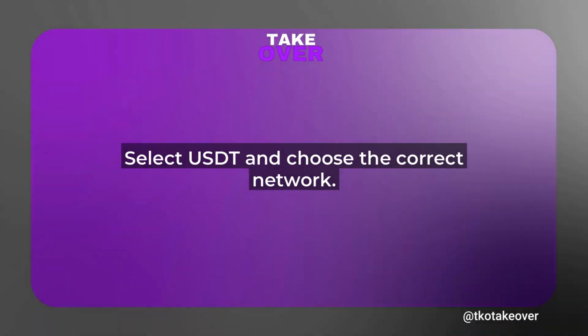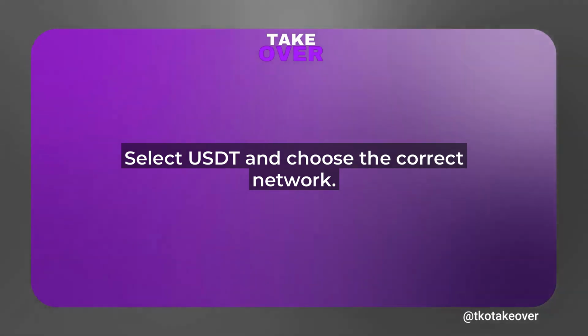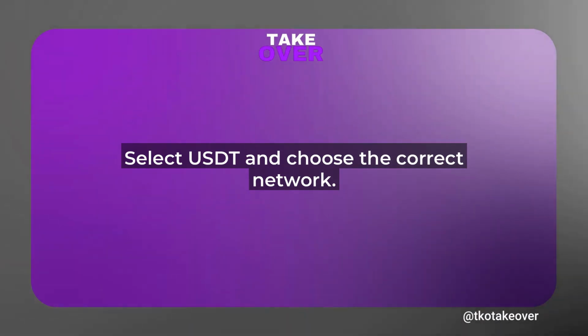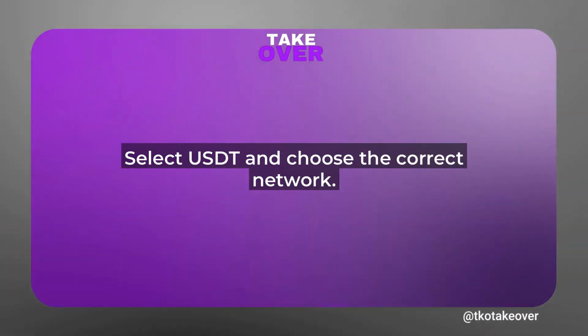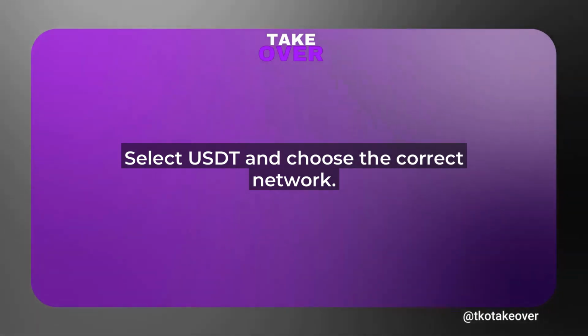Step 2. Choose the right network for your transfer. USDT can be on networks like Tron, ERC20, or BEP20, so double-check which one your Binance wallet supports to avoid any compatibility issues. Fees can vary, so pick the cheapest one that works for you.